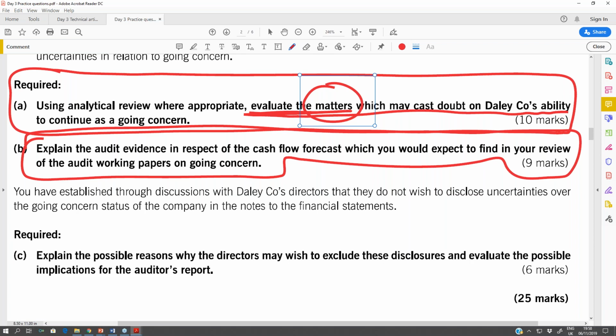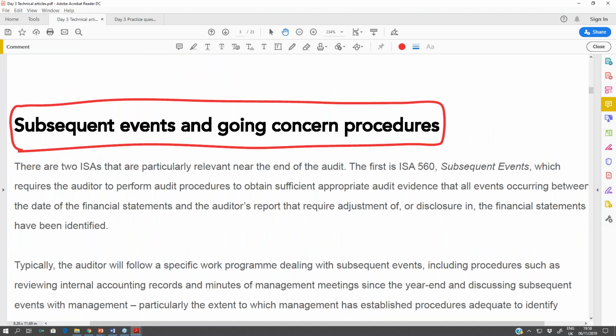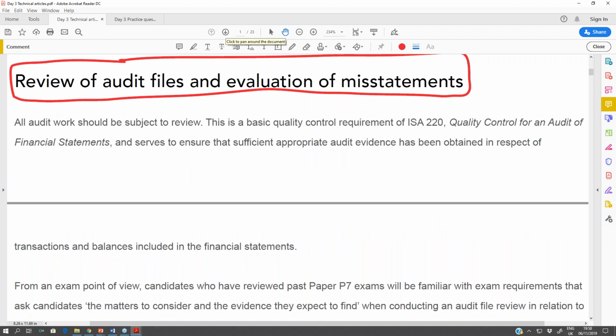And you were just reading this article right over here. See this heading. Realize the importance of this heading now from the article: review of the audit files. Now the question is asking, what evidence will you expect to find in respect of the cash flow forecast when you are reviewing the files?